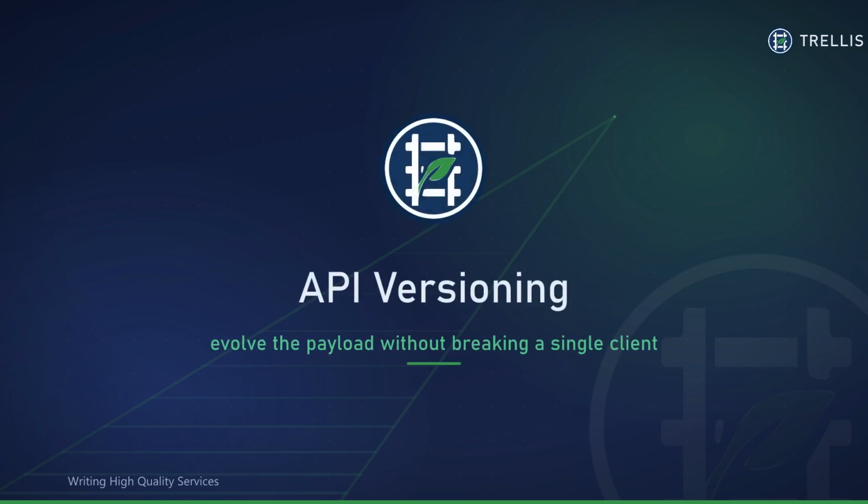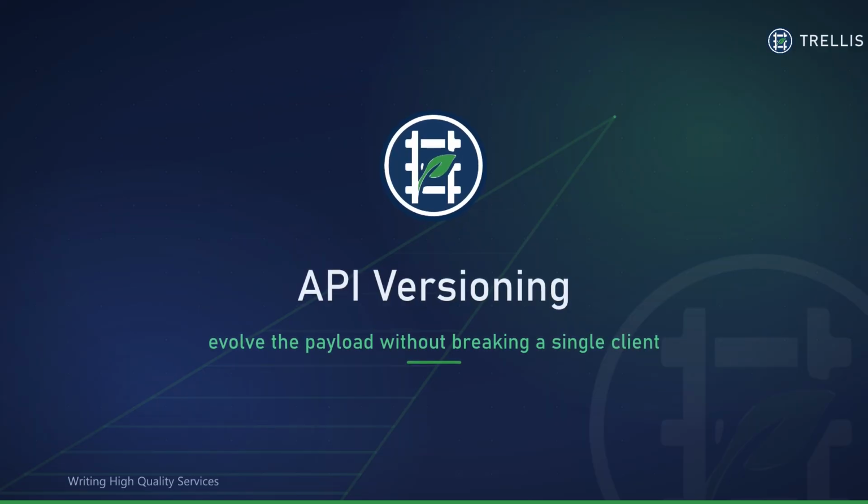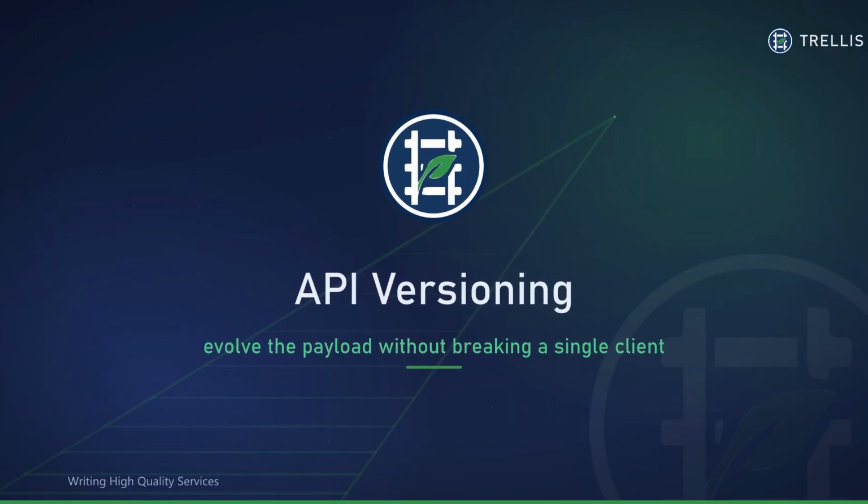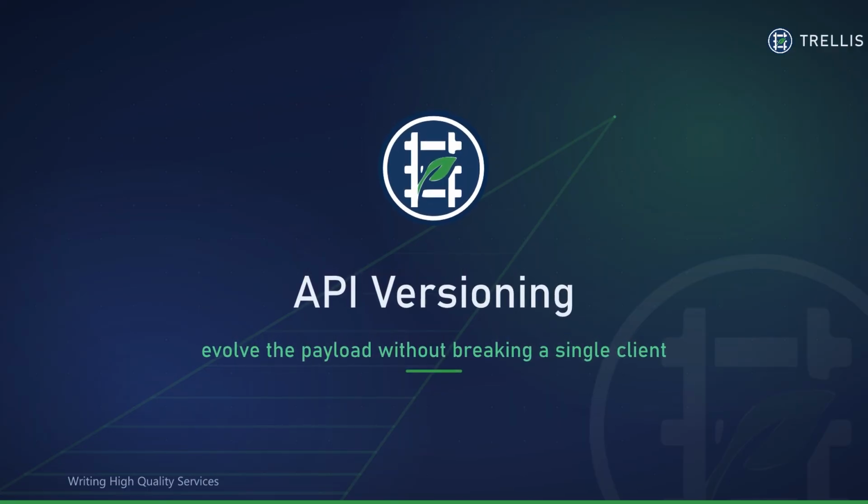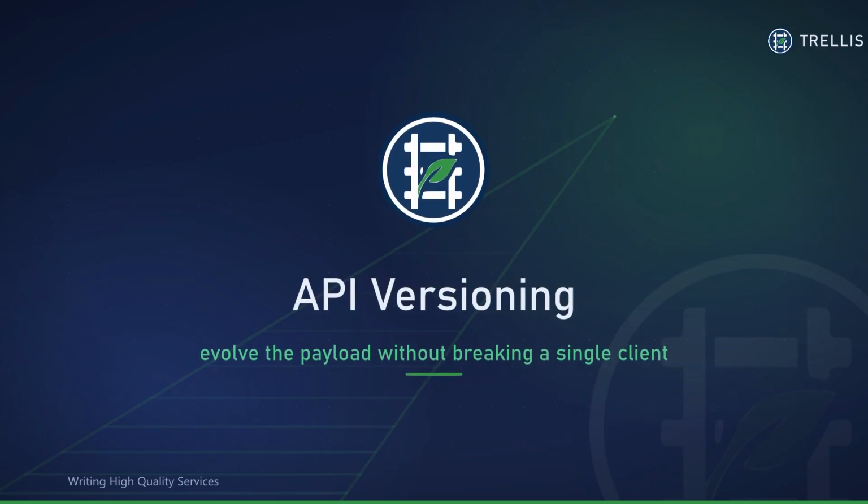You shipped an API. Clients integrated. Now you need to change a response: rename a field, split one into two, restructure the shape. Do it in place, and every client built on the old shape breaks the moment you deploy. You can't freeze the API forever, and you can't break your customers. The answer is versioning. Run the old shape and the new shape side by side, and let each client pick the one it was built for.